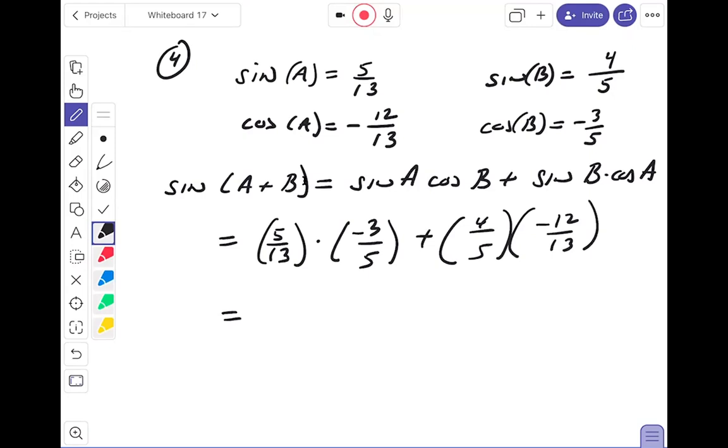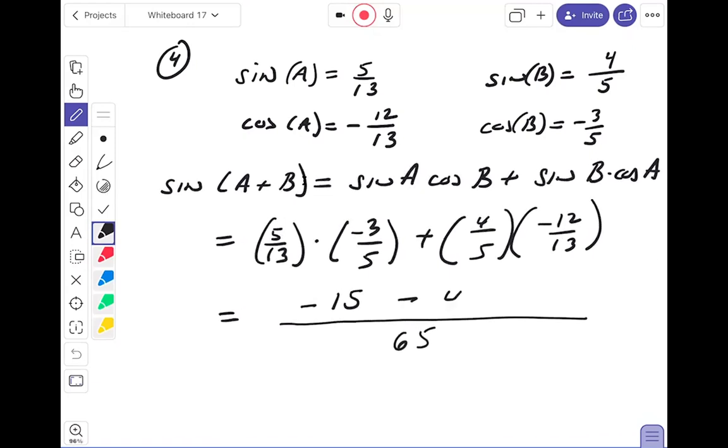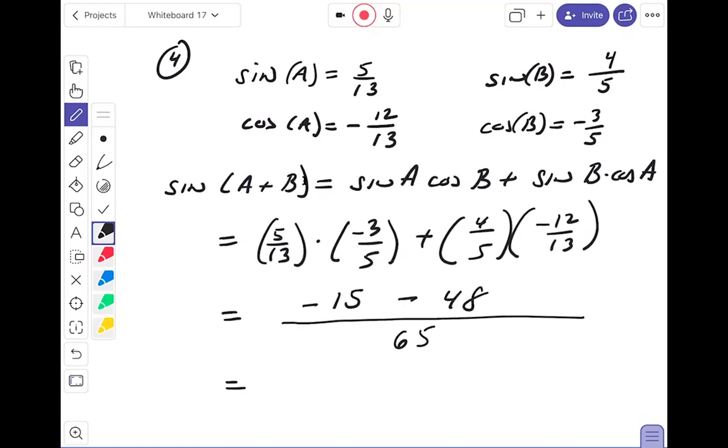Let's go through the arithmetic. Common denominator, looking at it, 5 times 13 is 50 and 15, which is 65. What do you get on top? Minus 15. 5 times minus 3 is minus 15. Minus, well, 4 times minus 12 is minus 48, right? And what does this give me? Well, let's see, 15, maybe 53, 63, right? So minus 63 over 65. I can put a box around that.